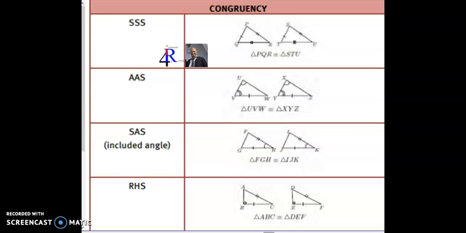Then we have side, side, angle, but the angle must be included, meaning between the two sides. Then right angle, hypotenuse and side. If we have the right angle, the hypotenuse and one of the sides that are equal, then we will have also another case of congruency.